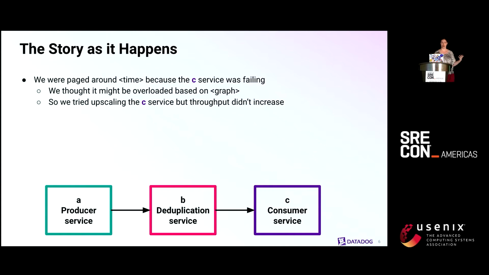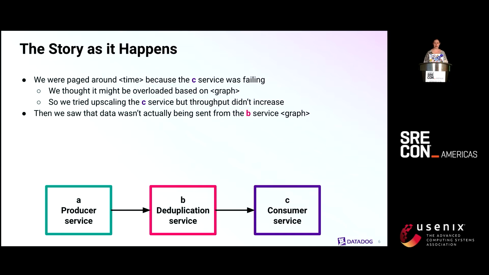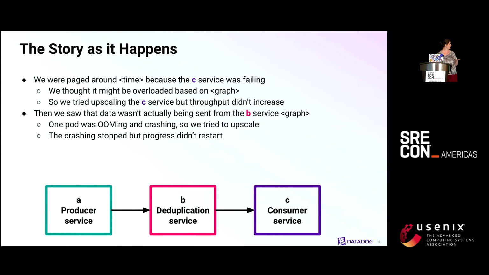And if my listeners are less familiar with the system, are more junior engineers, seem a little lost, I would draw that logic out directly, right? I scaled up, it didn't help, it must not be that the service is overloaded. Okay, so let's look at some more telemetry and do some more investigation. A new hypothesis. Maybe the problem is upstream, right? And we see that one pod is ooming upstream, and we take an action, right? One pod was ooming and crashing, so we tried to upscale that pod. Crashing stopped. Great, right? That's an improvement, but it's not fixed. Notice again that I'm showing the logic of how this action became a behavior in the system.